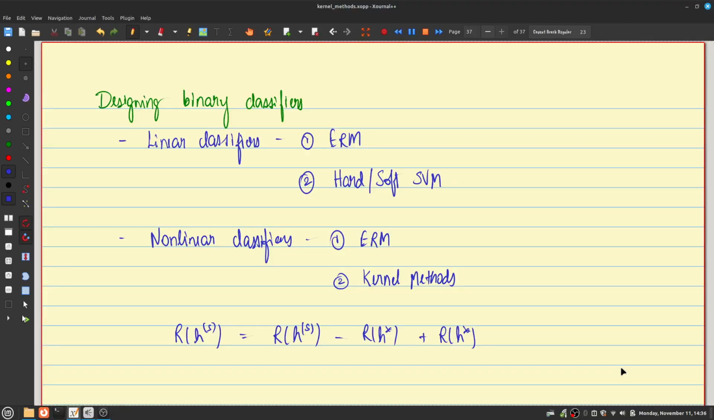Okay, so let's start. Recall that our goal is to efficiently design a binary classifier, right? So far, what do we know?